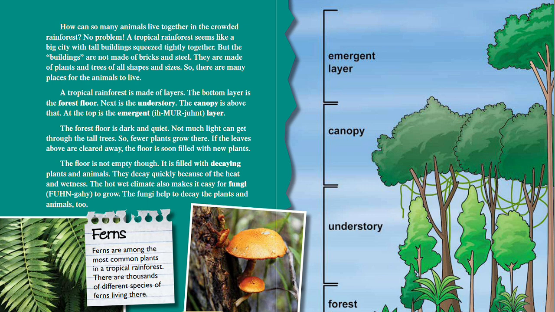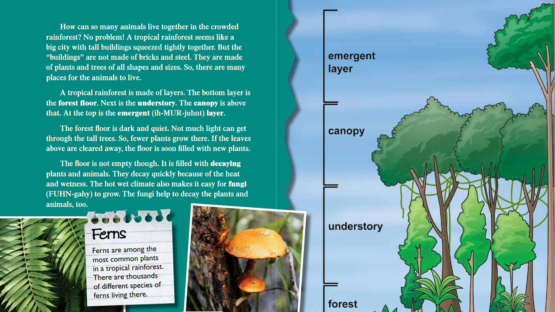How can so many animals live together in the crowded rainforest? No problem. A tropical rainforest seems like a big city with tall buildings squeezed tightly together. But the buildings are not made of bricks and steel. They are made of plants and trees of all shapes and sizes. So, there are many places for the animals to live. A tropical rainforest is made of layers. The bottom layer is the forest floor. Next is the understory. The canopy is above that. At the top is the emergent layer.